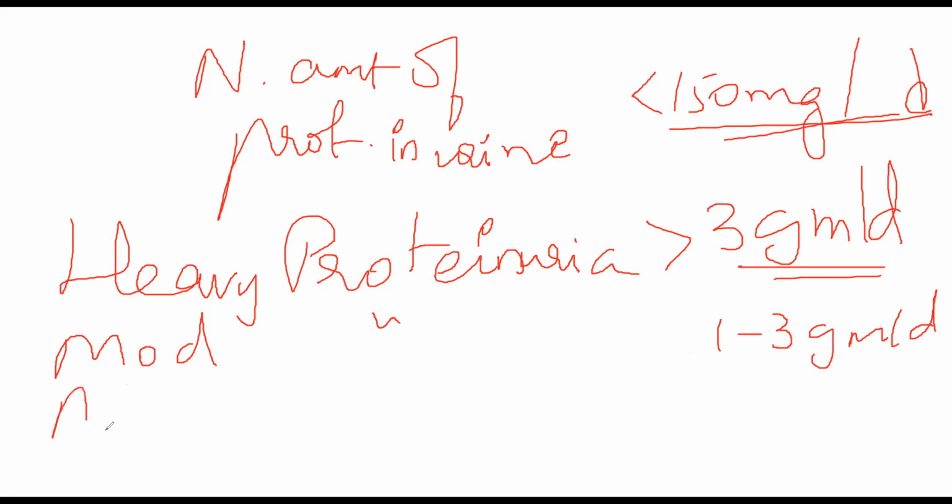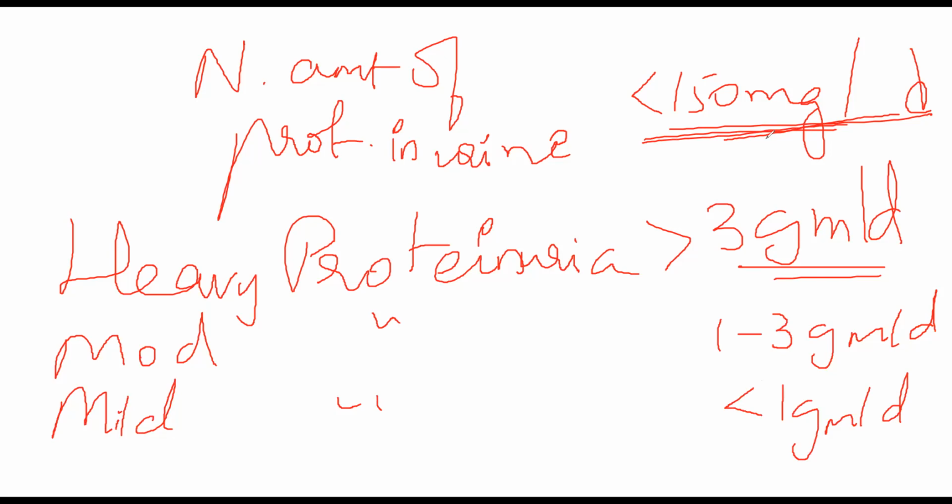Then you have mild proteinuria. Mild proteinuria is when you have less than 1 gram per day. Okay, normal is still way less. Normal is less than 150 mg per day. Mild proteinuria is still almost 4 or 5 times higher, actually a little more than 6 times higher than normal.